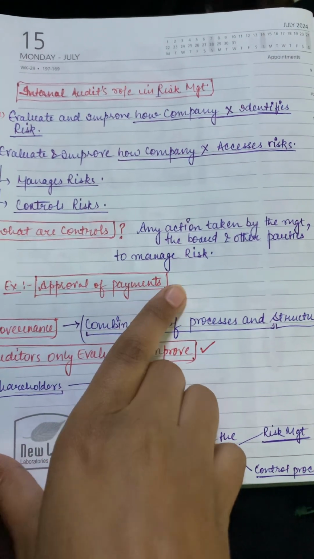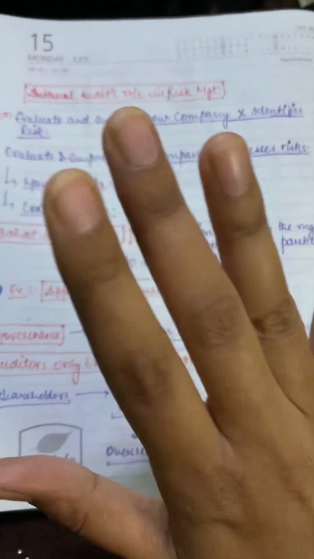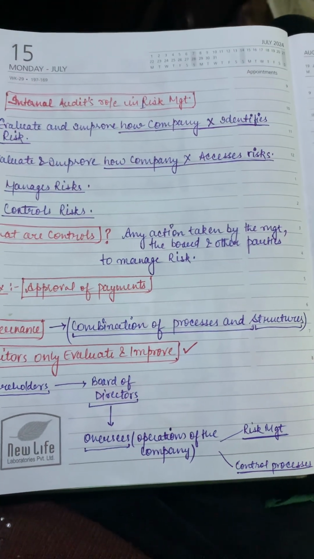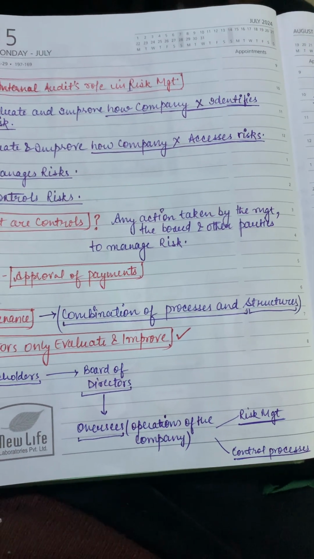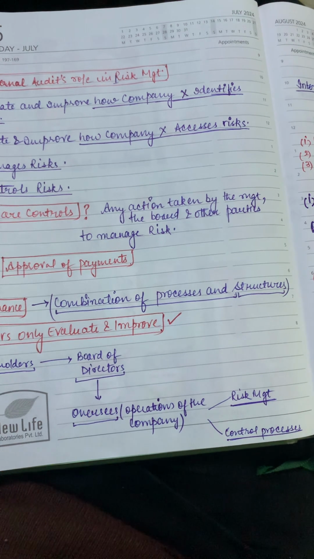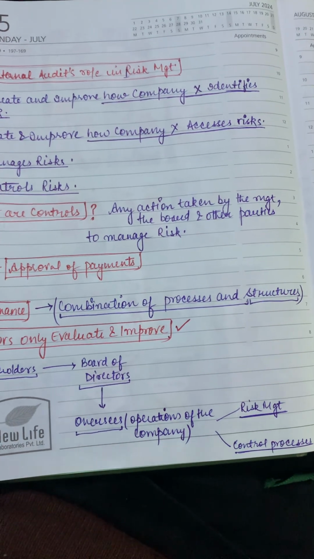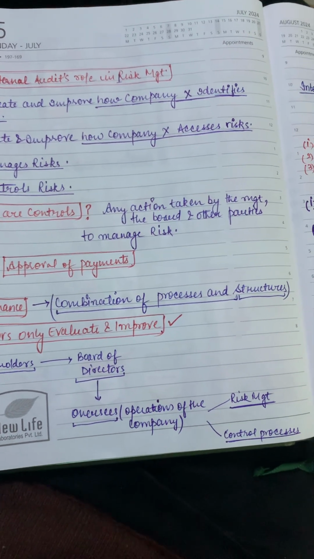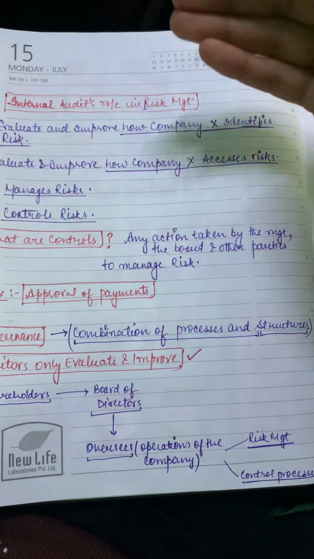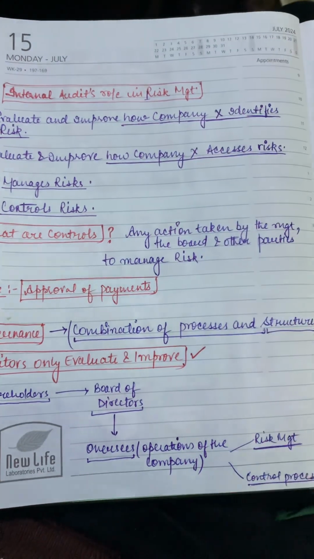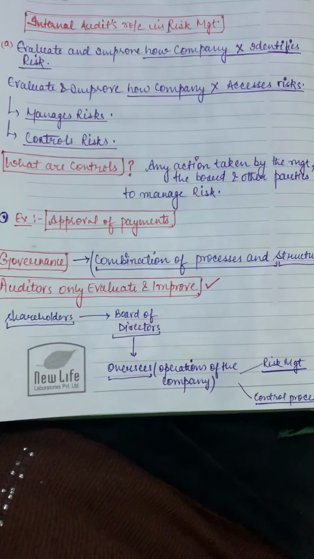For example, approval of payments. I'm taking a very simple example here. There's a process of approving payments, right? There's a certain person who is responsible and has the authority to approve the payments. And you get to know that for a certain month or a certain week, the payment has been approved by another person who is not registered and not allowed to do that process. So there you can raise the concern to the organization that this is not as per the mark.